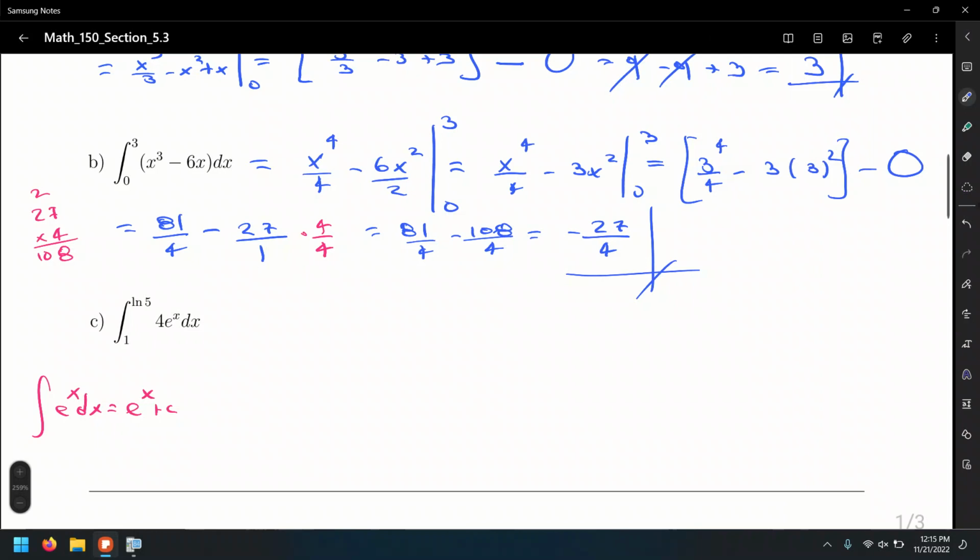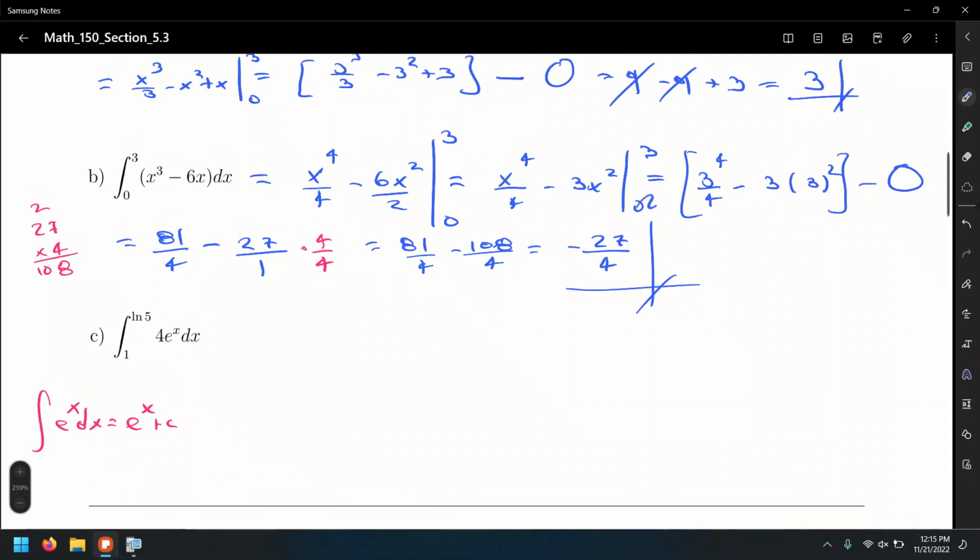But again, when we're doing definite integrals, we don't add the plus c. And the reason why we don't add the plus c, check this out. That's because we are adding a plus c, for example, minus another plus c. Those plus c's cancel from the evaluation at the upper value minus the evaluation at the lower value. So that's why we don't write those plus c's.